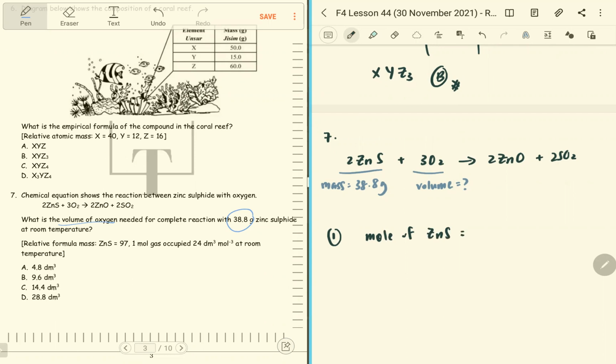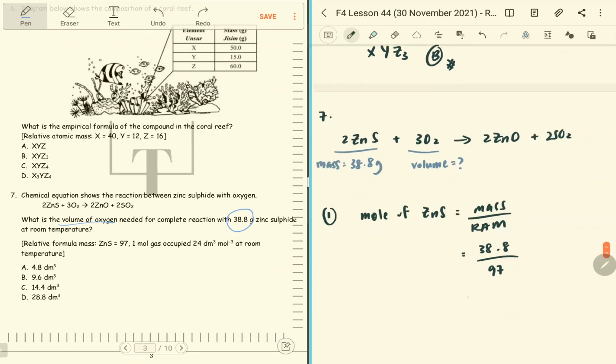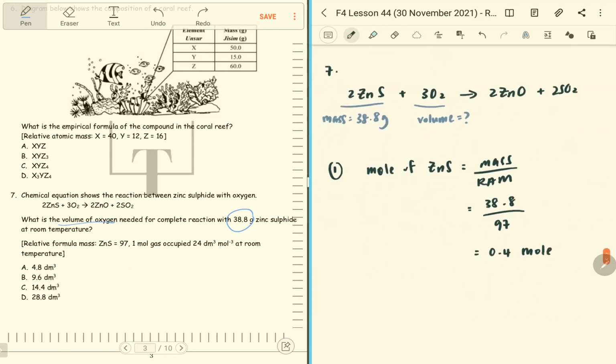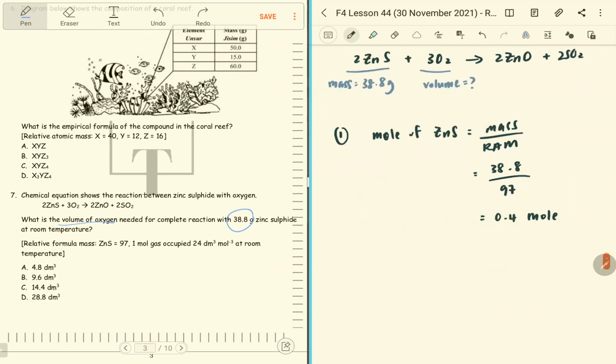When we are given mass, we just take mass divided by RAM. So it equals 38.8 divided by the relative mass of your zinc sulfide, which is given to be 97. They give you already. The relative mass for your zinc sulfide is 97. Put into your calculator, you will get 0.4 mole.